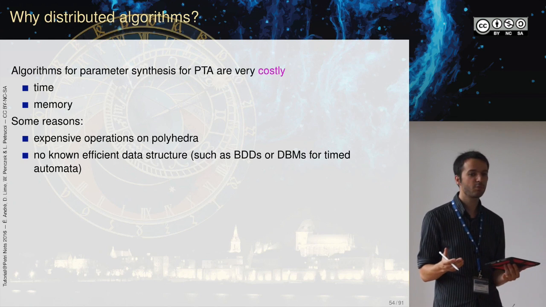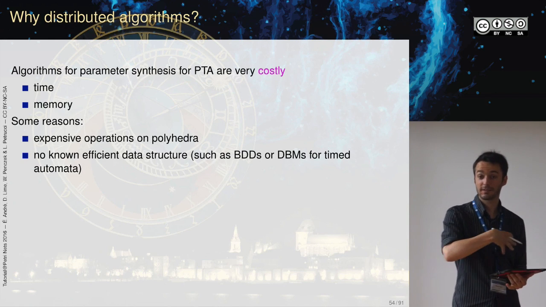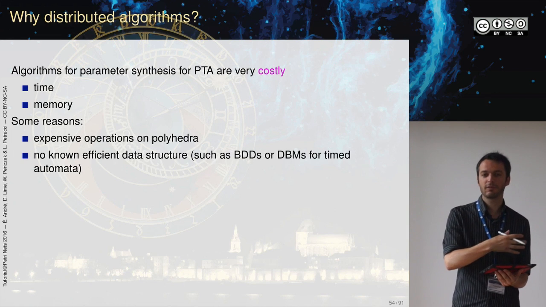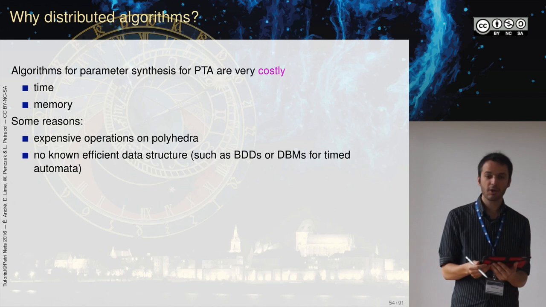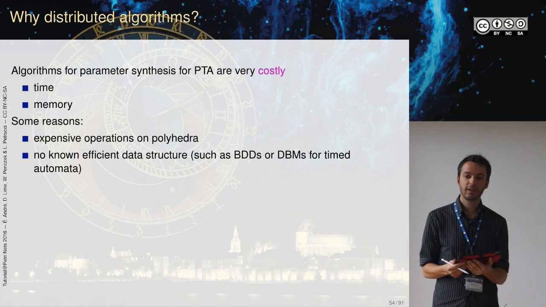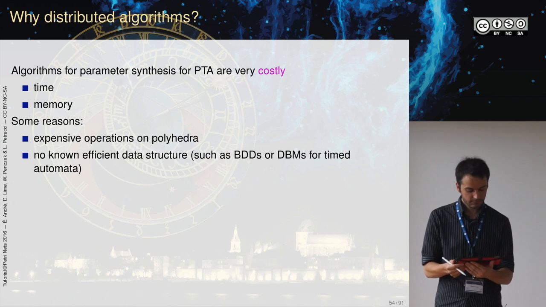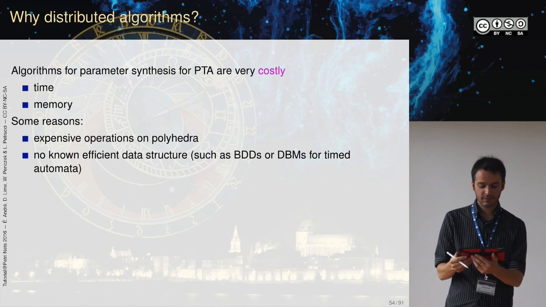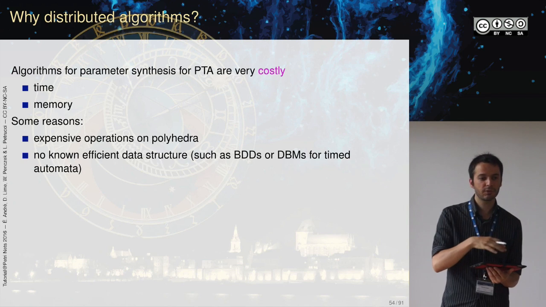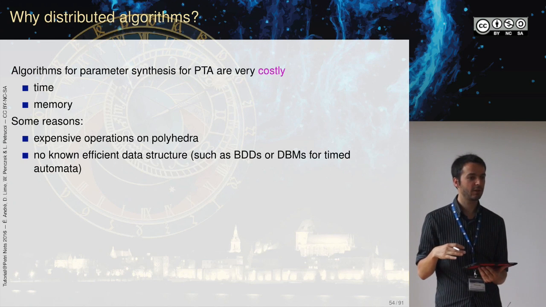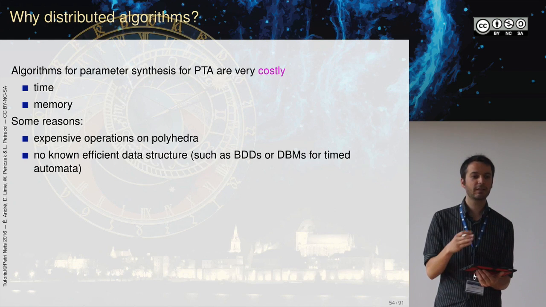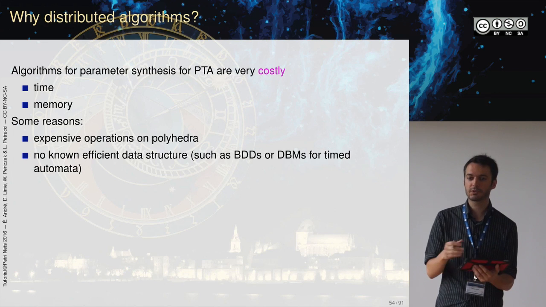First, you remember that all problems are undecidable, so they can actually last forever or use infinite memory. But in fact, even for finite parts, they use a lot of time and a lot of memory. Why? Because we have to use polyhedra operations, and those operations are very costly. In addition, we know no efficient data structures such as BDD or DBM as we use for timed automata. We know no such data structure for parametric timed automata. There are a few attempts to propose parametrized DBMs, but it is definitely not as efficient as the DBM used, for instance, in UPPAAL.